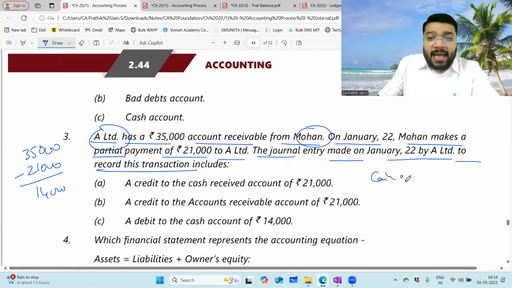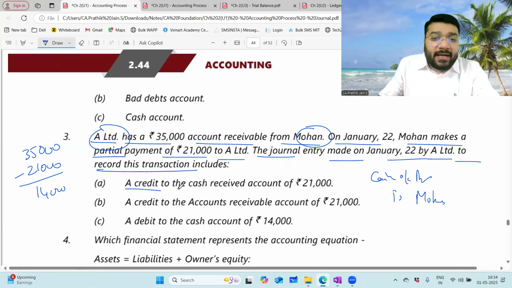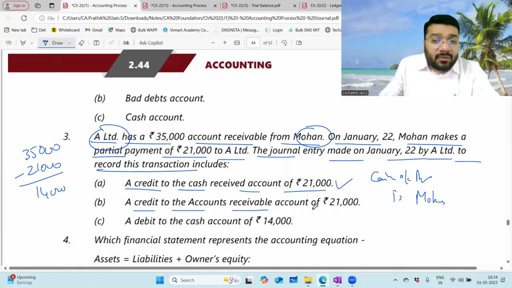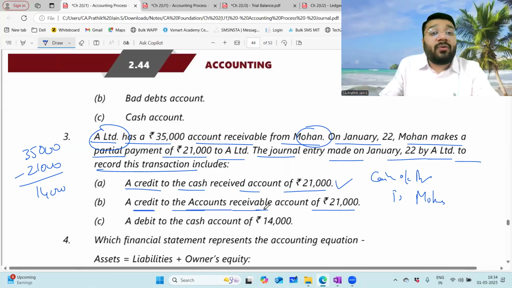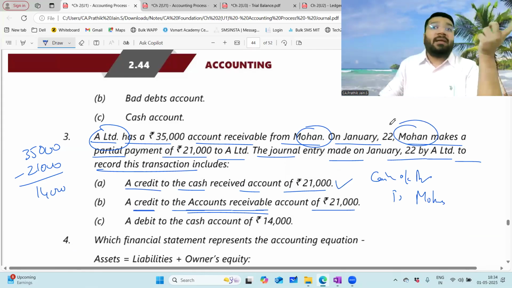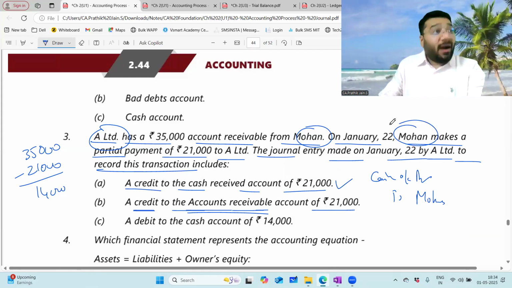Money is coming in. Cash account debit to Mohan account. Credit cash received account 21,000. One option: credit the account receivable. Account receivable means who? Mohan. See, account receivable, trade receivable is the whole category. Debtor is a category. Under that, what happens?